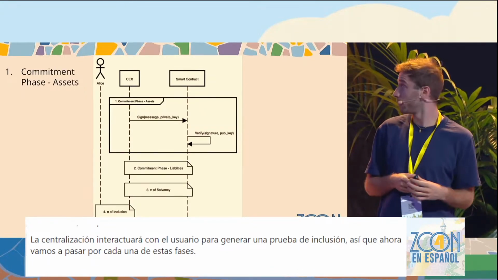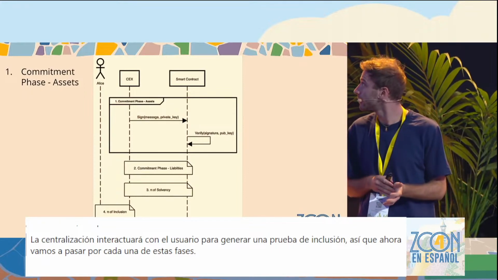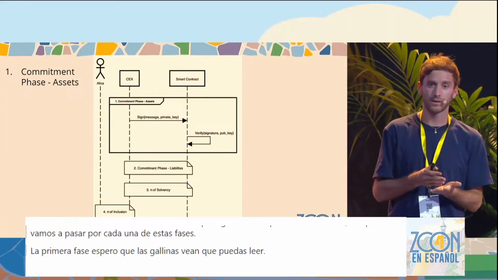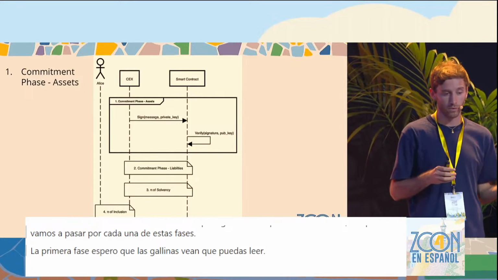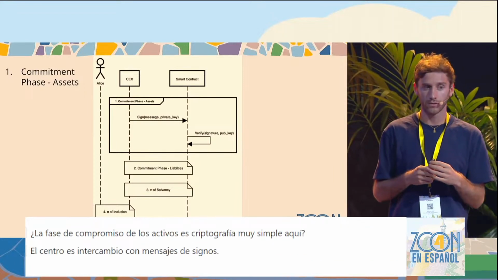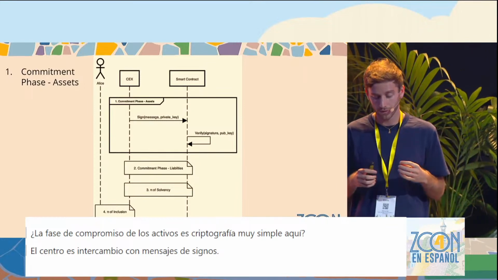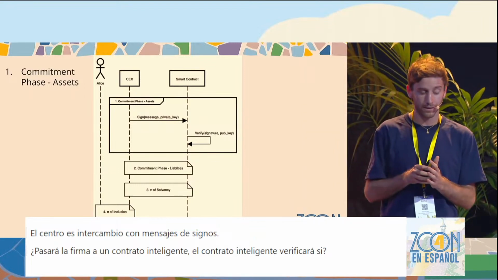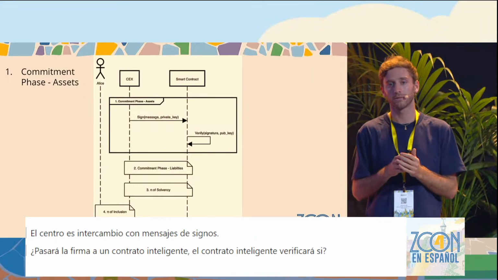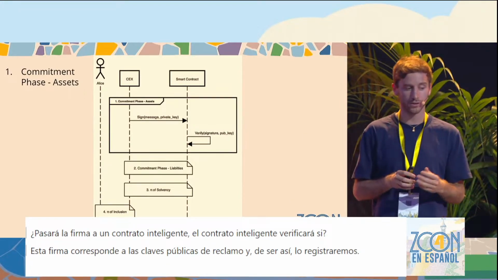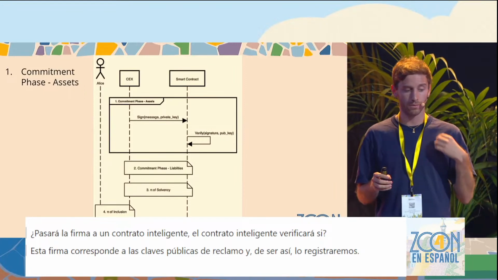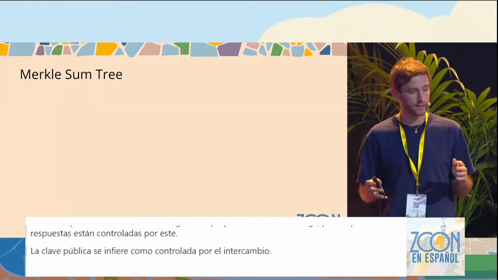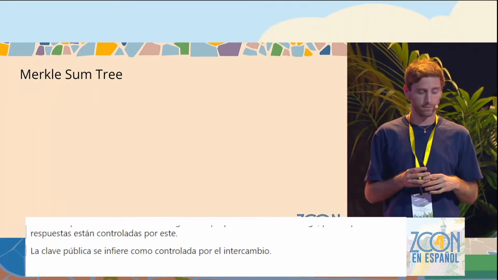The first phase, I hope that you can read, is the commitment phase of the assets. It's very simple cryptography. Here, the centralized exchange will sign messages and pass the signature to a smart contract. The smart contract will verify if this signature corresponds to the claimed public keys, and if so, it will register these public keys in the smart contract as owned by the exchange. Therefore, all the assets that are controlled by these public keys are inferred as controlled by the exchange.